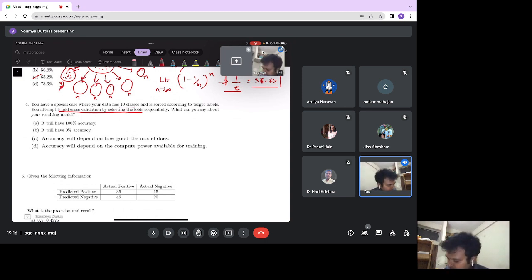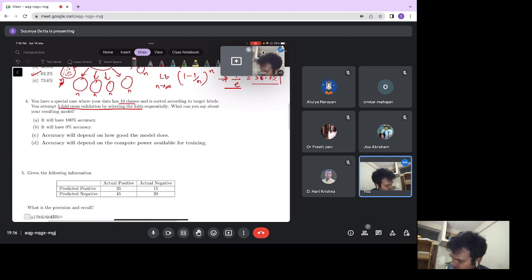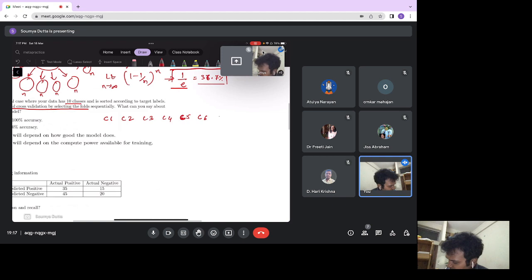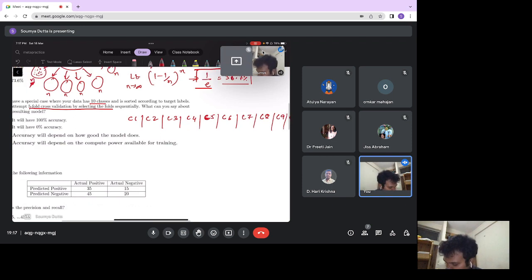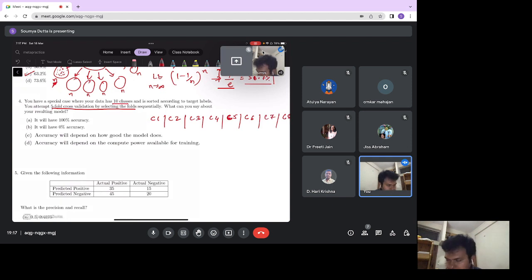So you see, what is happening is your data has 10 classes. Let's say I have just 10 data points. Ideally you would have many more data points, but just for showing, I'm showing that you have 10 data points, and these are your classes C1 to C10, and they are sorted according to the target label. You attempt 5-fold cross-validation by selecting the folds sequentially.